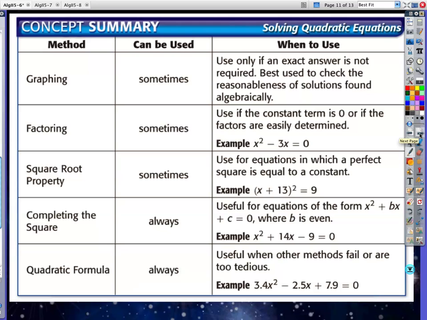Okay, this is an overall summary. How can you find the solutions of quadratics when you graph? You can sometimes do this. The only thing is sometimes it's hard for a graphing calculator to always give you the exact answers. Factoring works some of the time. Square root, we didn't talk too much about the square root property with this. We did not do complete the square. And the quadratic formula works all the time.